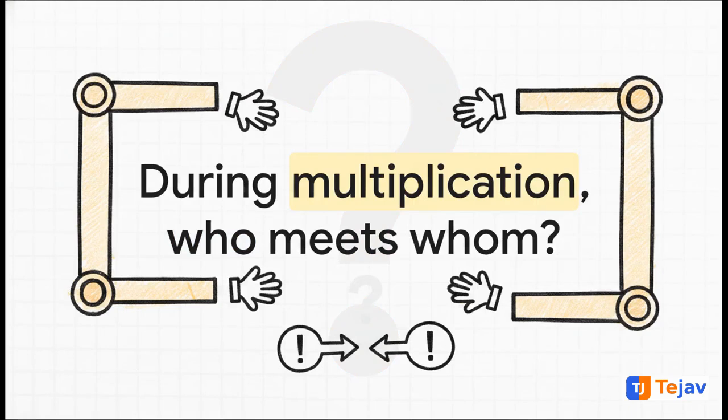Final quiz question, testing the ultimate boss battle rule. During matrix multiplication, who meets whom? What's the handshake rule? Say it with me. Rows meet columns, or rows shake hands with columns. Excellent job. If you got those, you've officially grasped the core mechanics of matrices.